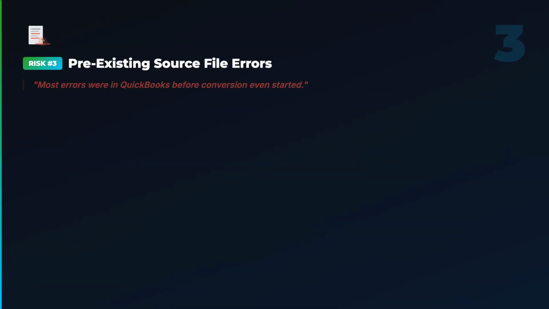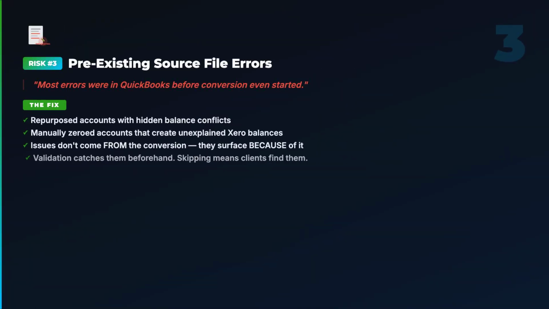Risk number 3. Pre-existing source file errors. Here's what most people get wrong. Migration errors usually aren't from the conversion. They were already in the QuickBooks file. Consider a firm with 9 years of history where a bookkeeper repurposed a holding account 3 years ago without renaming it. In QuickBooks, it was invisible. In Xero, the historical balance creates an unexplained line on the balance sheet. The issue doesn't come from the conversion. It surfaces because of it.